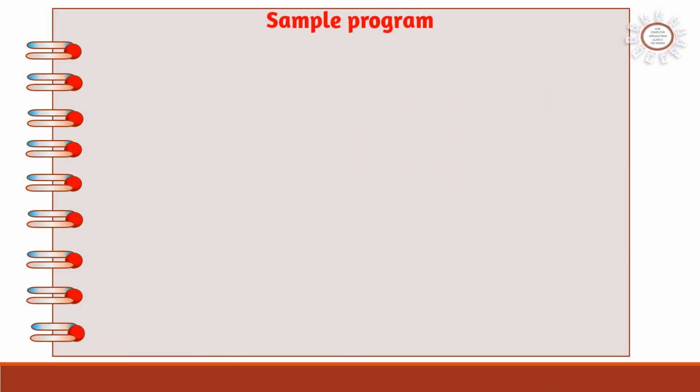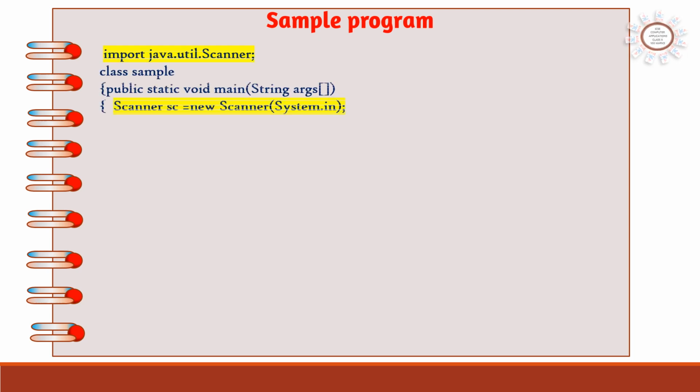Now we can understand the Scanner class by using a program. This will clear the doubts about how to accept the data and how it is utilized. So first of all, we have to import or bring the Scanner class. So here the statement for that: import space java.util.Scanner. So by using this statement, we are calling the Scanner class to our program. We can use the functions which are predefined in the Scanner class in our program.